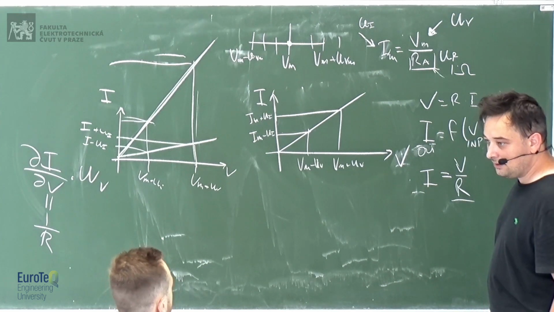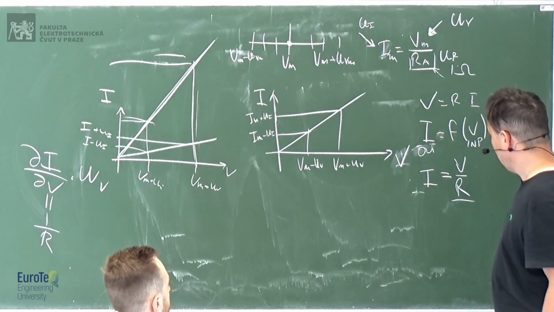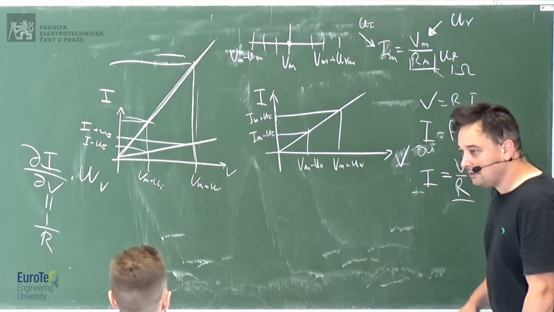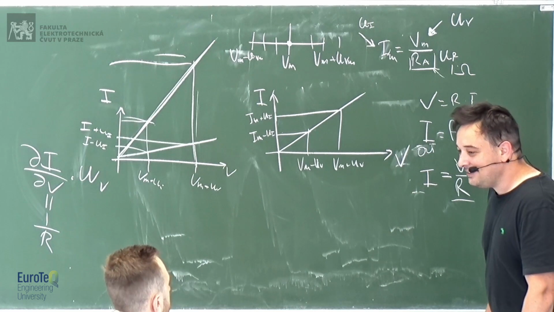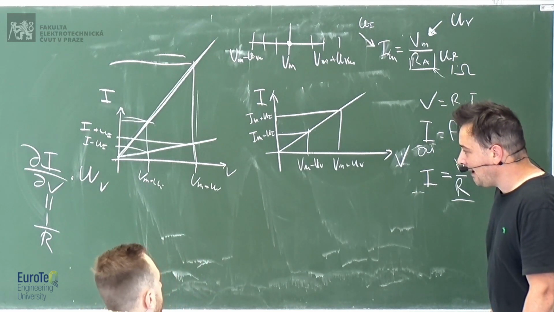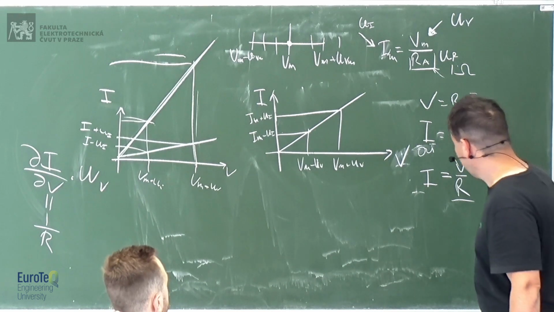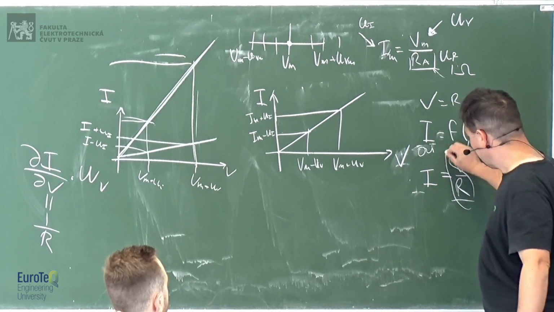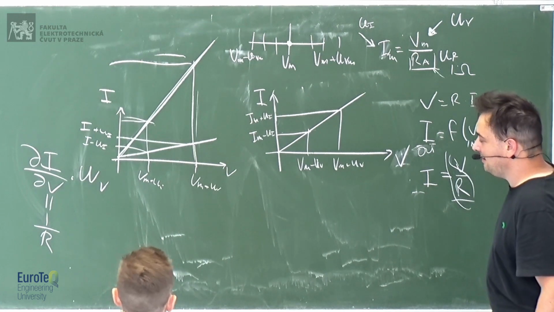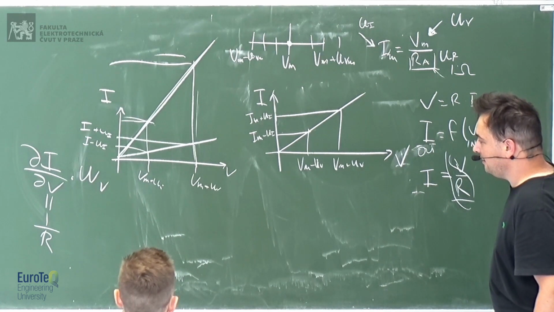What are you talking about? How do you get the derivative of V over R? I don't understand what you're saying. Because it's basically how we got 1 over R. That's what I was saying. Okay. Yeah. So this is the derivative. Okay? Yes. Okay. Fine.